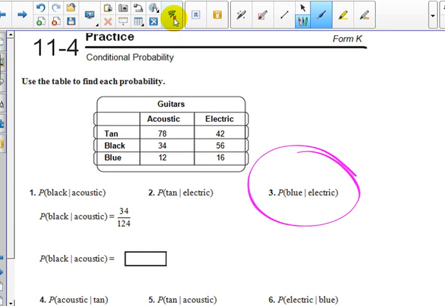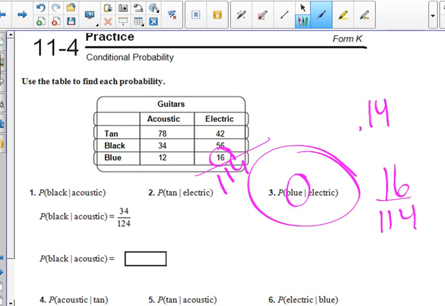Just knock. Okay, so what do we have? What's our total number of electric? I already gave you that one, 114. So that's your denominator. And what percentage of those are blue? Or how many of those are blue? 16. So 16 over 114 comes out to about what? 14%, so 0.14 or 14%. Good job. Any questions over that?